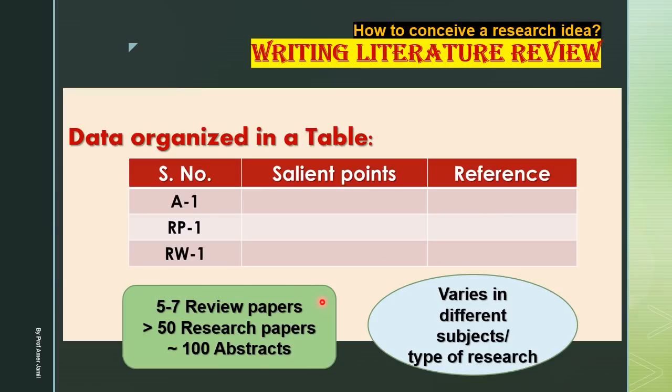So there is no exact number of review articles and research papers, etc., needed for any thesis, because it varies depending on the subject and the type of the research and the available data in the literature. But generally, for most of the topics, this may be the range: you should have at least some review articles and then research papers and a larger number of abstracts available with you and organized in this data table.